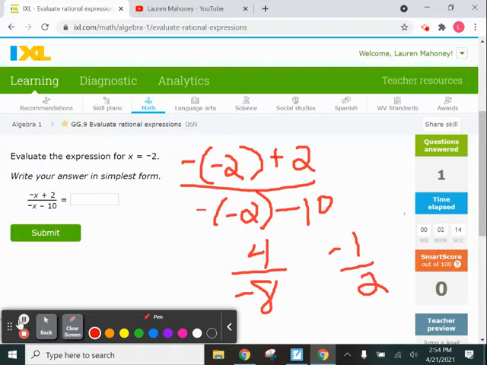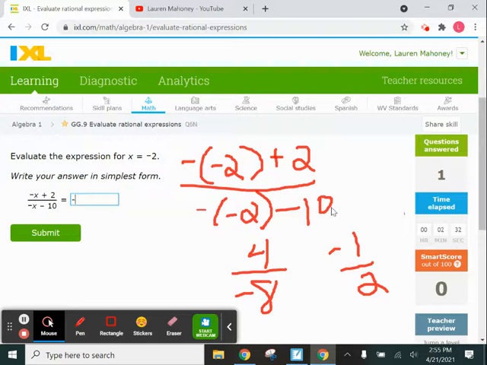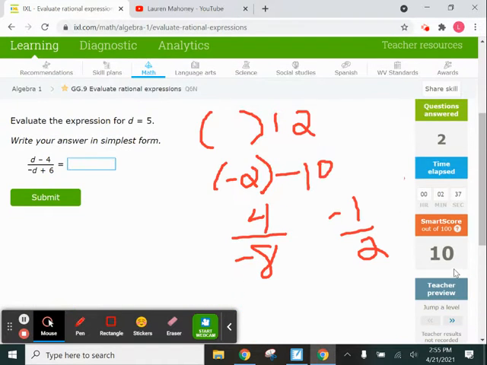Notice that I shifted the negative up to the top instead of leaving it in the bottom. I don't think it really matters where you put it. You can't put it in both places because that does not mean the same thing, but pick one or the other. If you were to type in this first fraction, it would be marked incorrect because it says write it in simplest form, so you have to reduce. So -1 divided by 2, and that's our correct answer. And that works out a lot better.